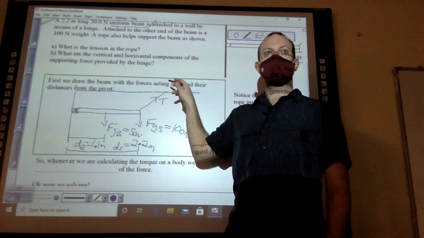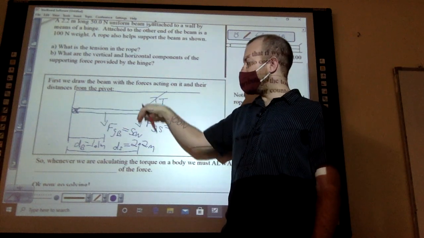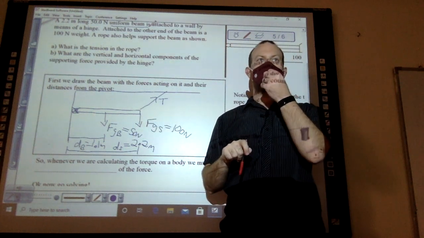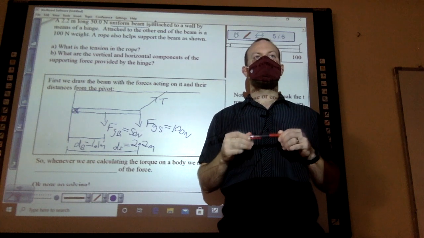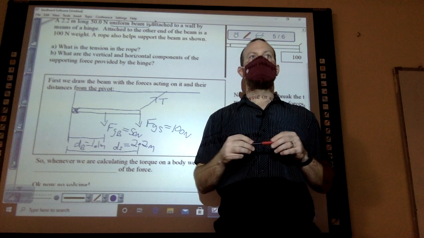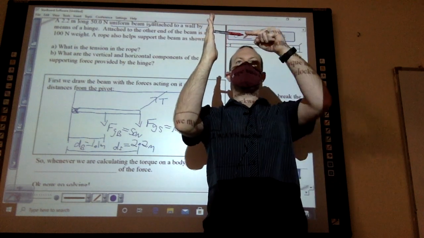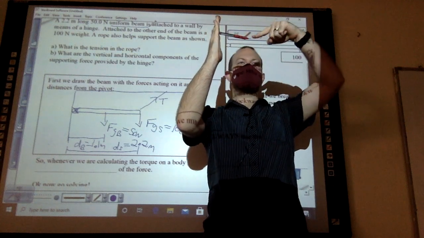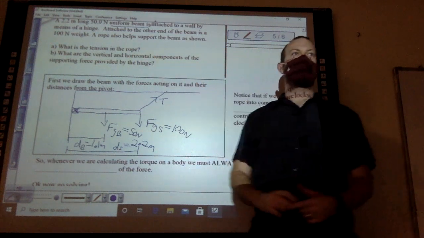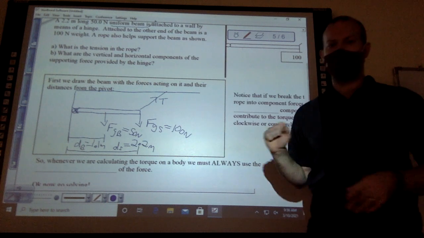Wall, ceiling. Coming out of the wall, there's a pole. Attached at the end of the pole is a sign, and there's a rope that's holding it up. So it's like you've got the wall here, here's the beam sticking out, you've got a rope that's hanging up here, and you're hanging a mast down here. And then we're going to find forces on the wall, but we'll get to that later.